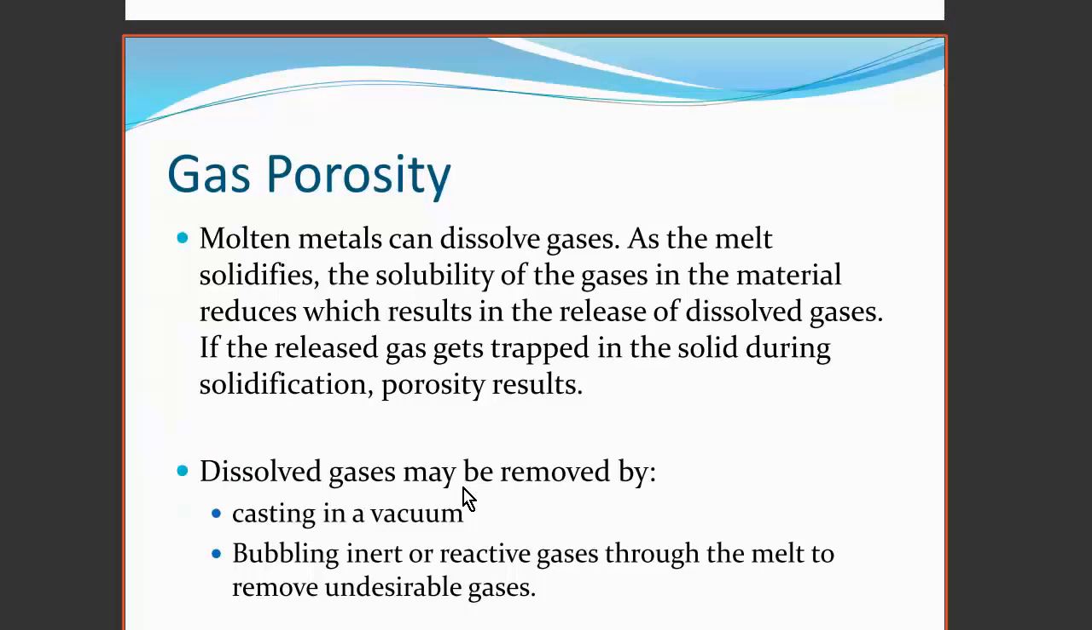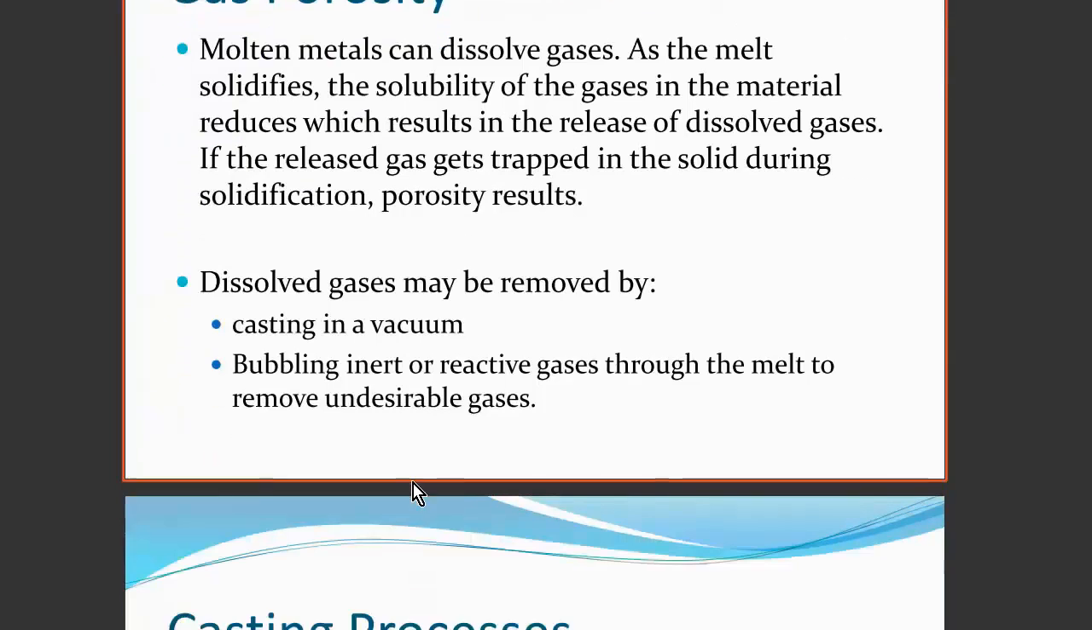Another thing that causes porosity is gas porosity. Gas porosity occurs when gases that are dissolved in the melt come out of the melt because the solubility is less at lower temperatures and in the solid than in the liquid state. So the gas comes out, and if it's not allowed to escape, will form bubbles and pores within the melt. Gas porosity can be reduced by casting in a vacuum or bubbling inert or reactive gases through the melt to remove them.